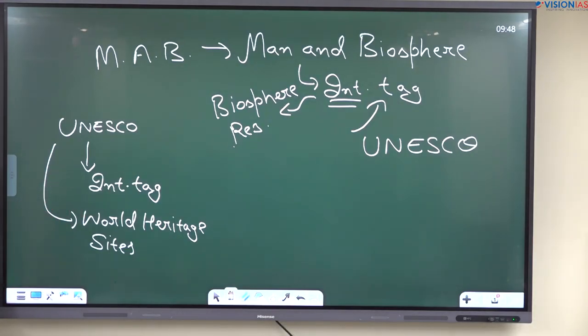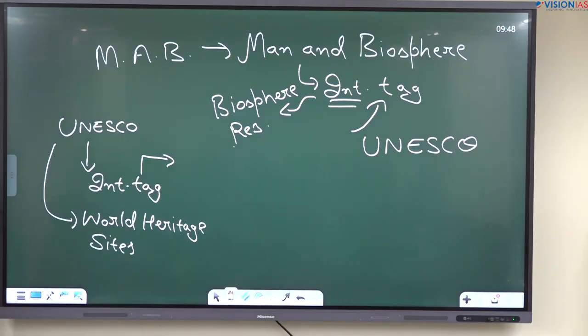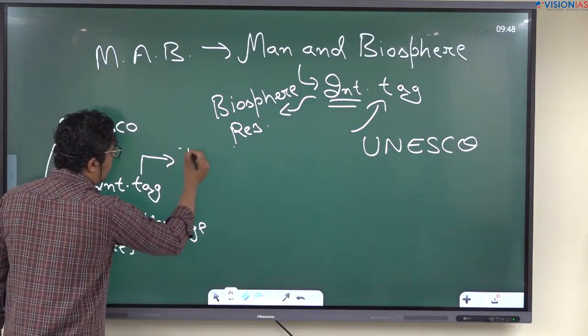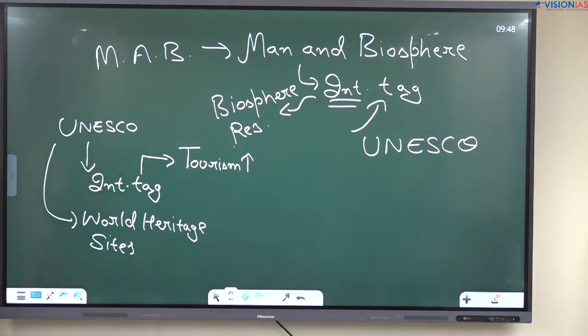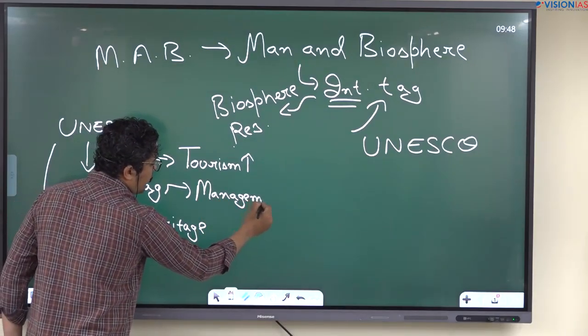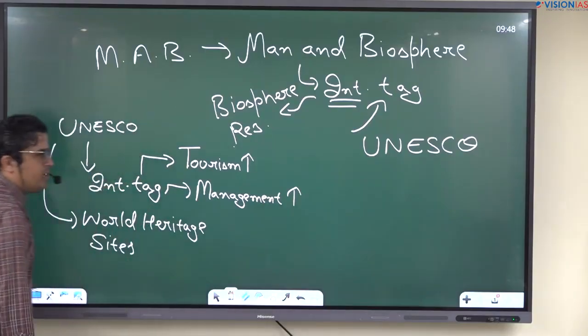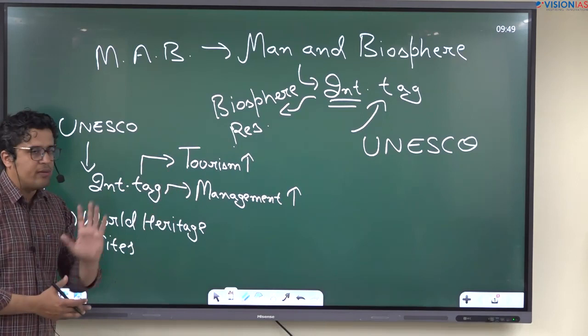What is the benefit for the Sun Temple? See, an international tag will make the place popular. It makes the place popular, and what will increase? Tourism will increase. More people will come to that place. It has got an international recognition. The international tag will improve the management of that place, because now that place has got international recognition, so you have to improve the management. So if a place gets an international tag, it gets some benefits.